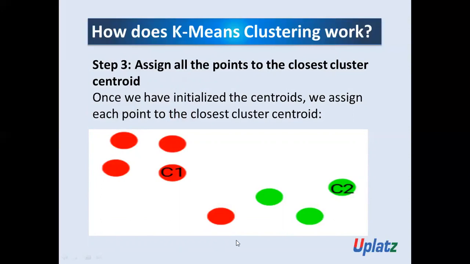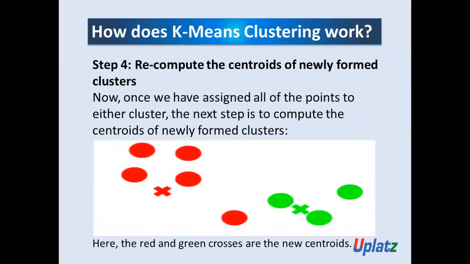So after that, in the 4th step, we have recomputed the centroid of the newly formed cluster. Here you can see that the red cross and green cross are the new centroids. And again, we have performed the 3rd step. After the 4th step, the 5th step says to perform the 3rd step again, in which we need to assign all the points closest to this centroid or cluster.